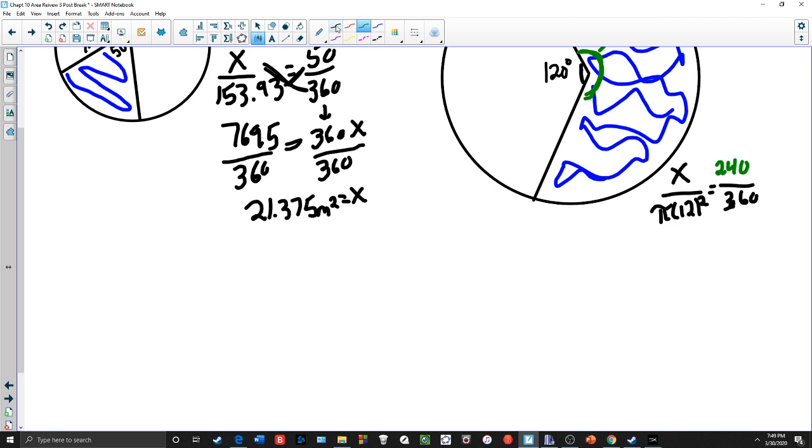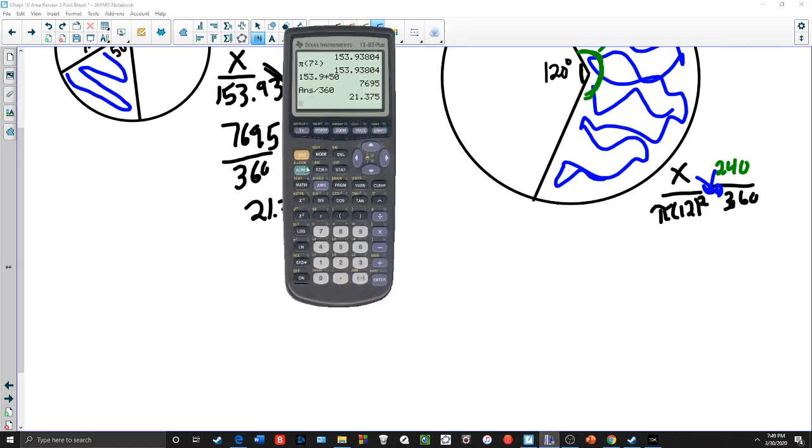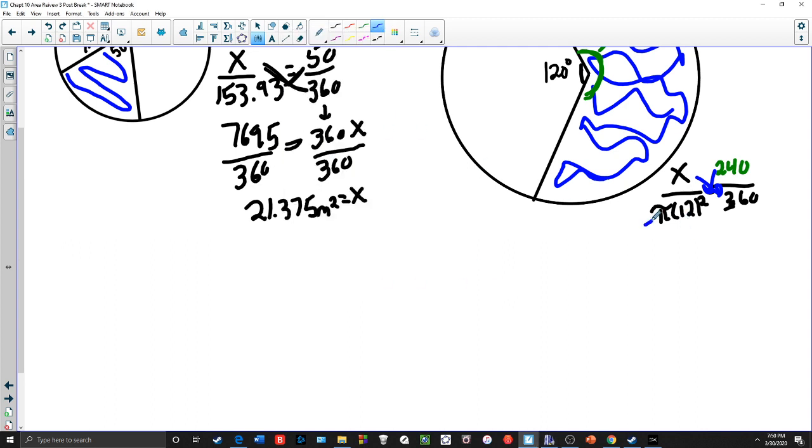So now we go ahead and do our cross multiplication. So multiply here, multiply there. Actually, I should probably figure out what this is first, shouldn't I? So let's do that. So pi times 12 squared is 452.39. So this right here is 452.39, and then now I can go ahead and cross multiply.